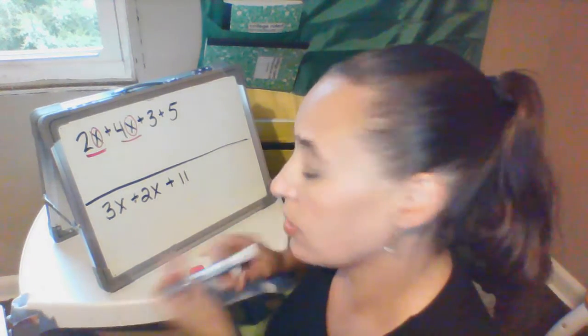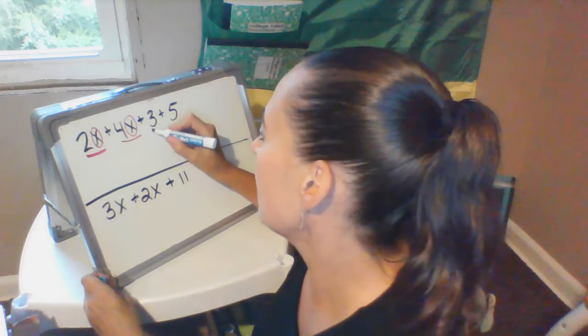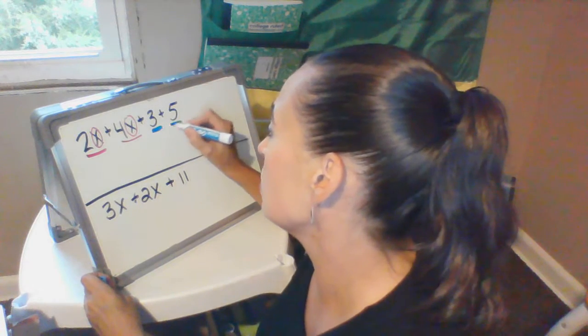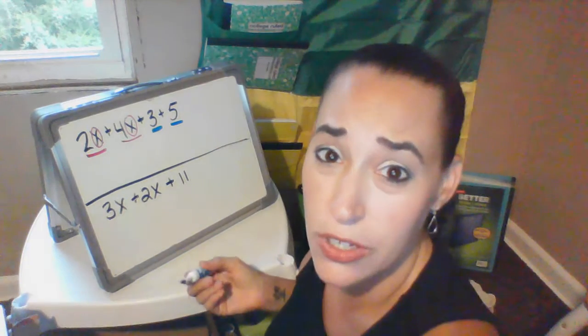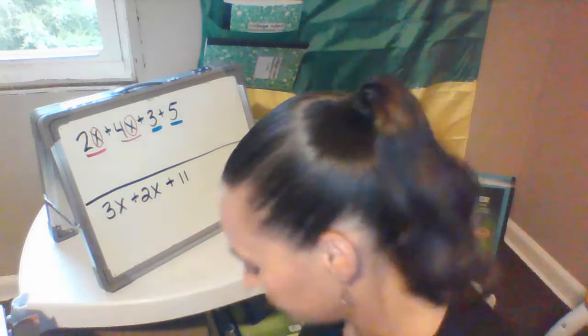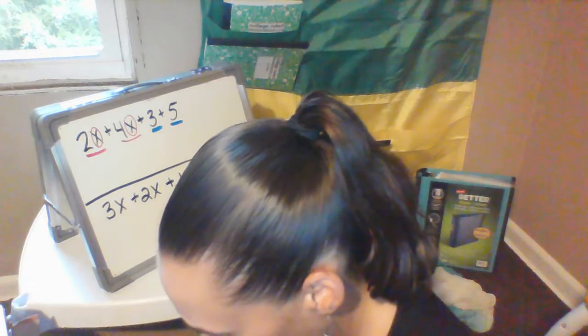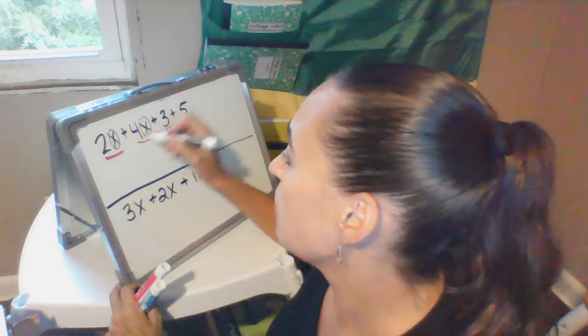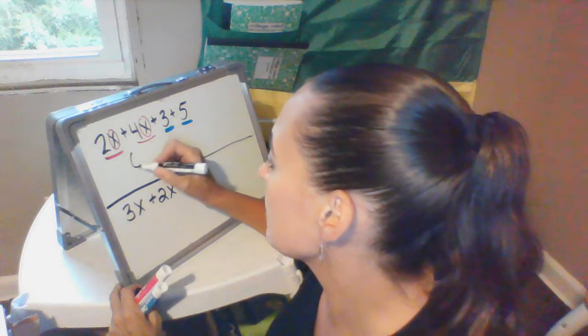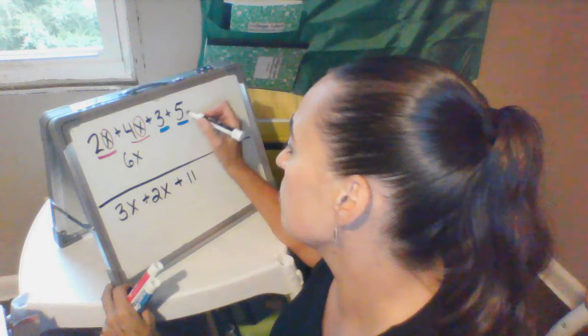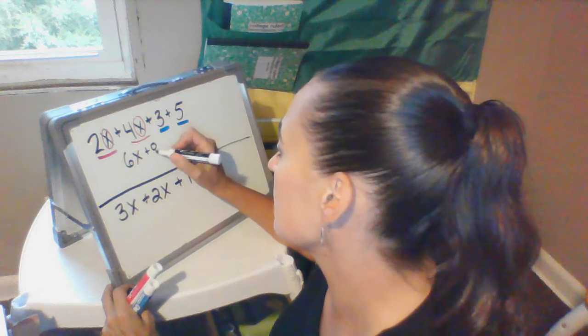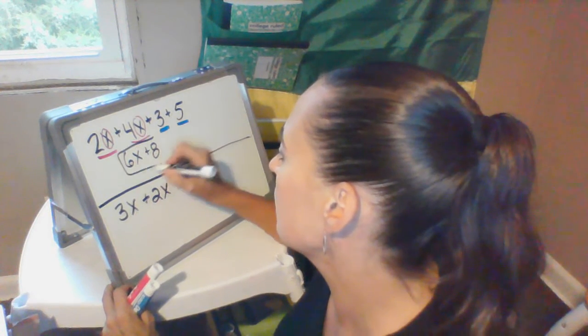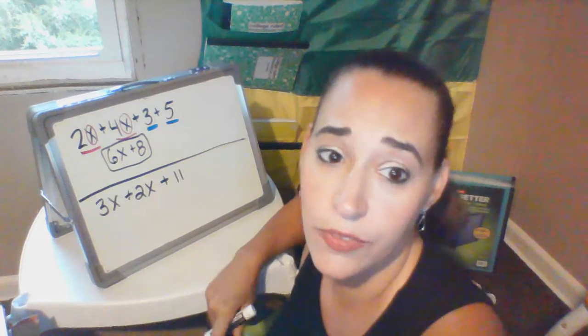So they're like terms. And then again, our constants that are attached to no variable, if they're just numbers, they're like terms. So now we can easily simplify this and say 2x plus 4x equals 6x. 3 plus 5 is 8, so it's just 6x plus 8. And that's your final answer.